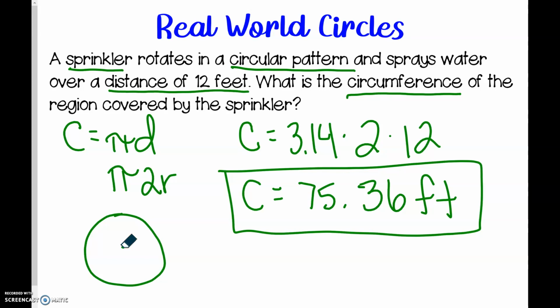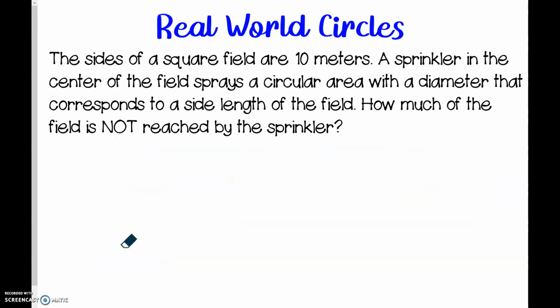So let's look at just one more, because these really are what we've done before. It's just a matter of putting it into words like this. So it says the sides of a square field are 10 meters. A sprinkler in the center of the field sprays a circular area with a diameter that corresponds to a side length of the field. How much of the field is not reached by the sprinkler? So let's piece it together, right? Let's first figure out, are we doing area or are we doing circumference? Well, since it talks about area right there, that's going to be area. But if you notice, it's talking about the area not reached.